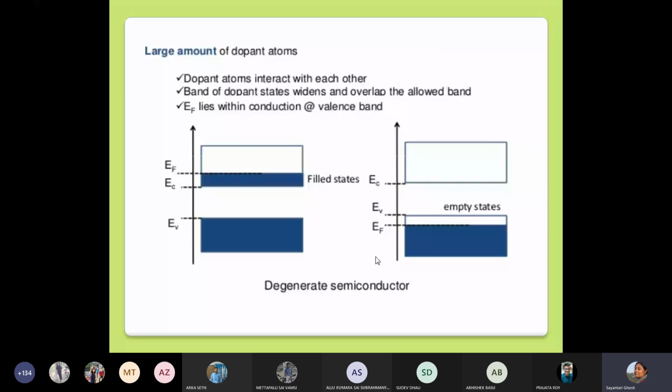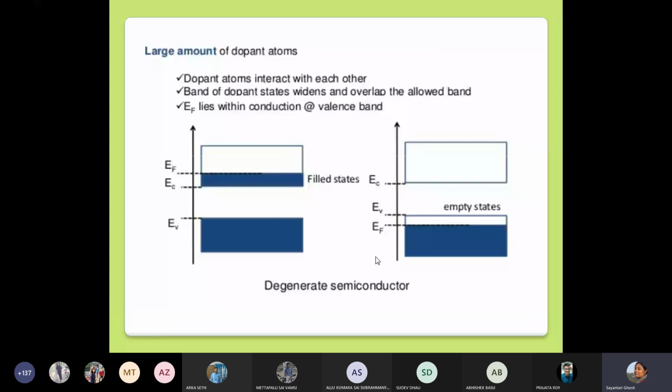Okay, and this is the key to formation of bands. You know that, right? That the electrons lose their identity, they forget which particular atom they belong to, and from there the picture of bands comes. And here the dopant atoms are also interacting with each other, and thus you have these Fermi levels inside your valence band or conduction band, depending on whether it's an n-type or p-type semiconductor.